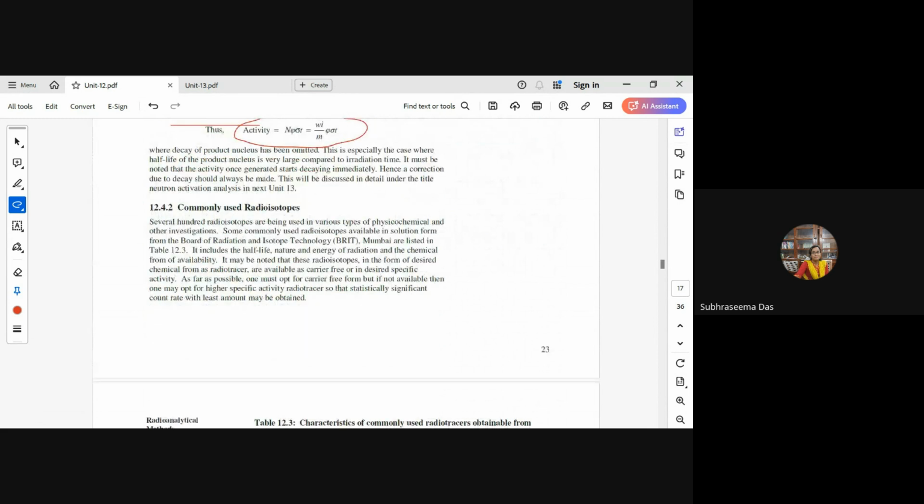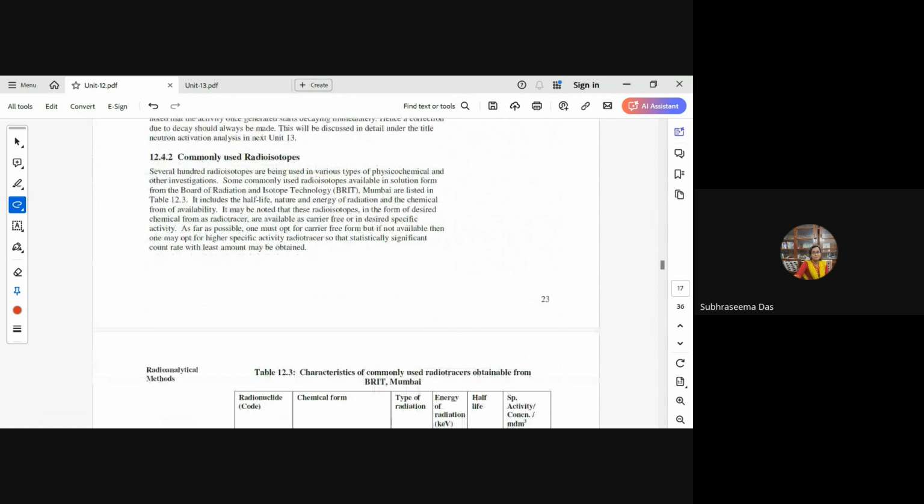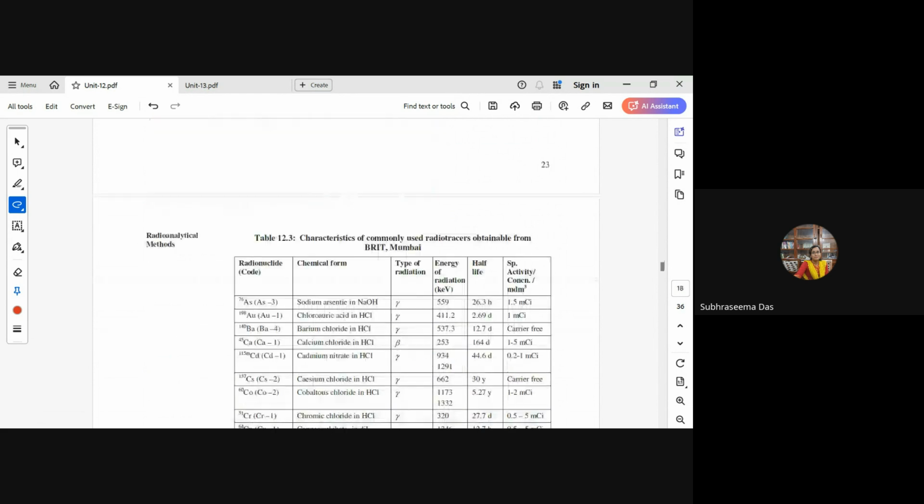Now coming to some commonly used radioisotopes. There are hundreds of isotopes that have been used in various types of physicochemical and biological investigations. These radioisotopes are available in solution from the Board of Radiation and Isotope Technology, that is BRIT in Mumbai. BRIT also provides the half-life, nature and energy of the radiation of the radioisotopes that are obtained from them. In Table 12.3, some of the characteristics of commonly used radioisotopes have been listed.